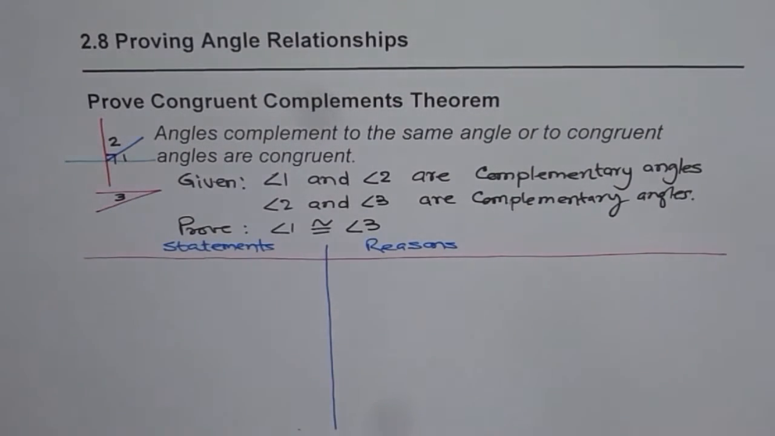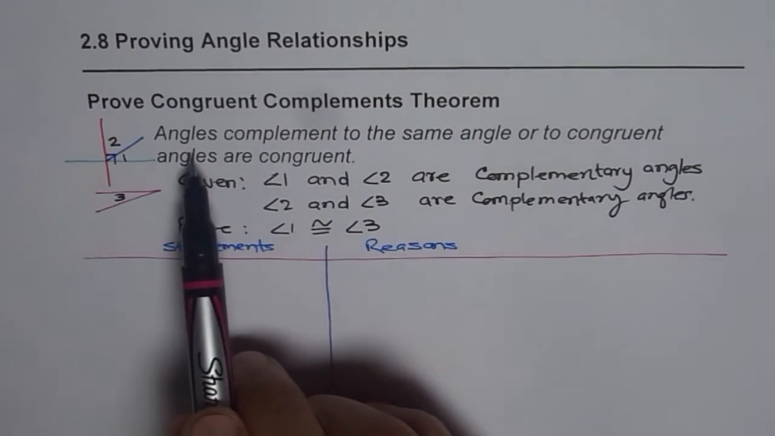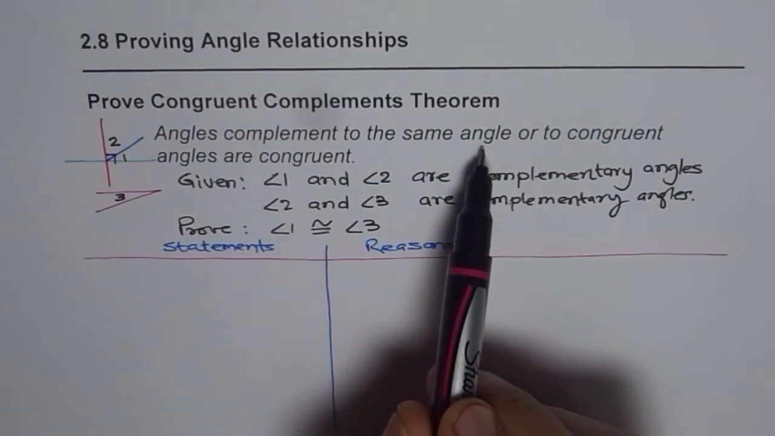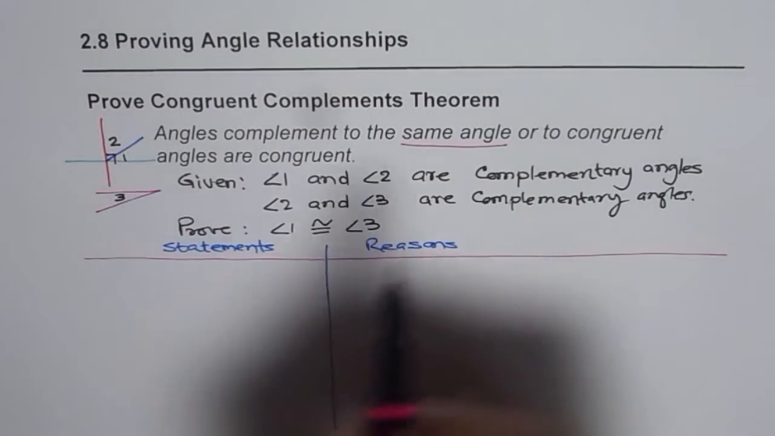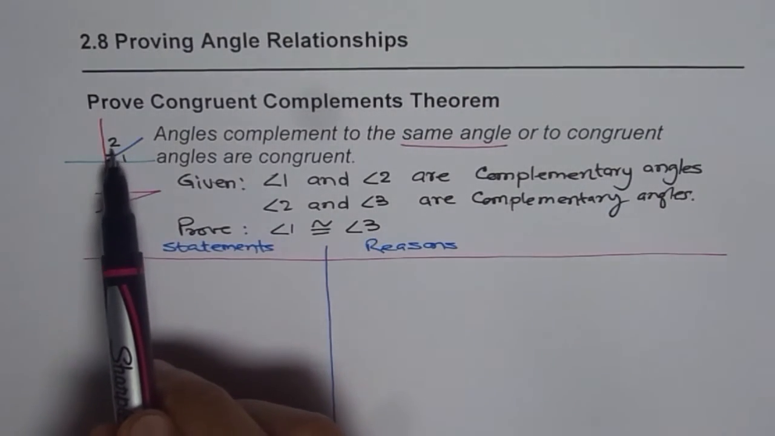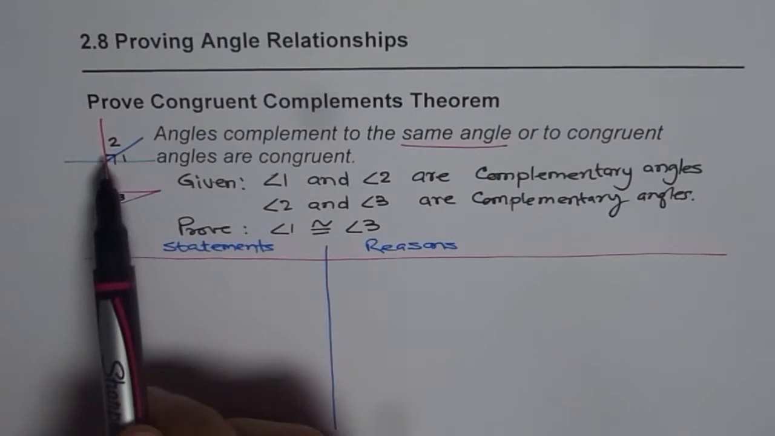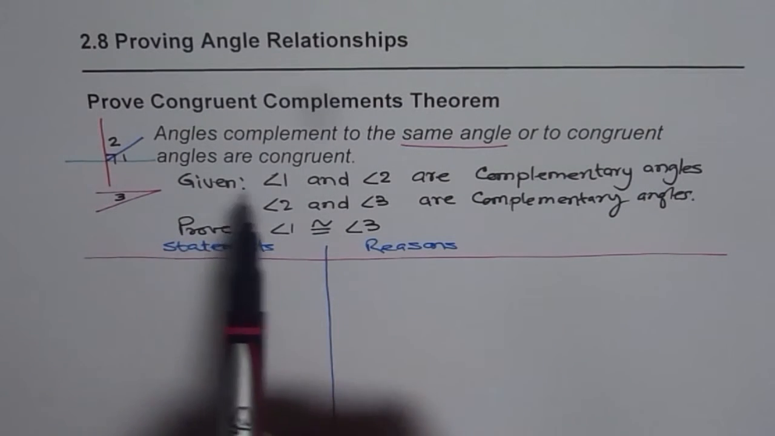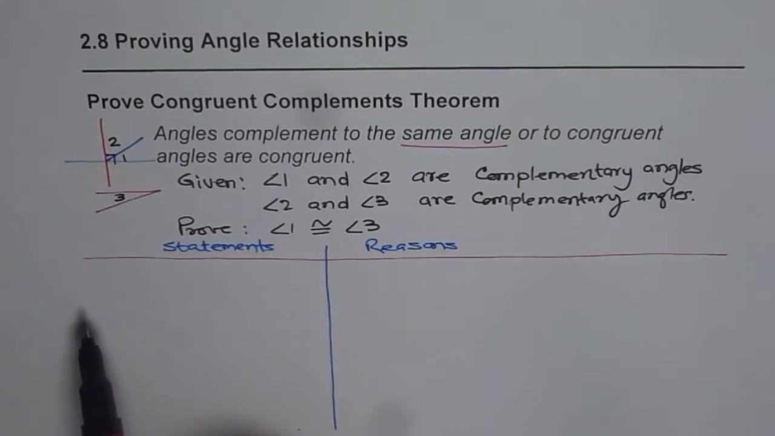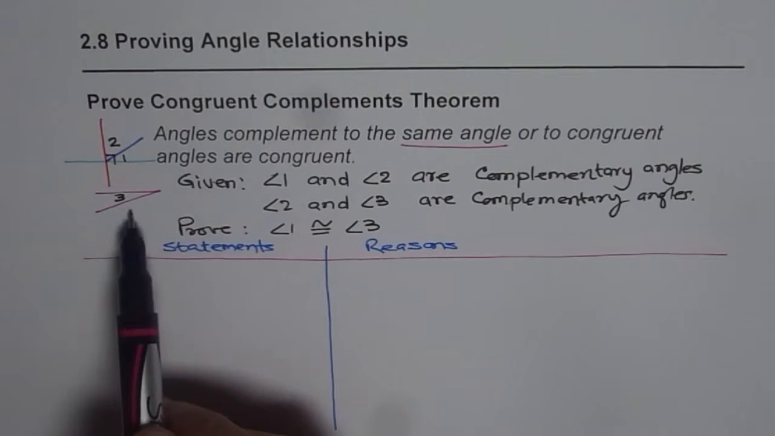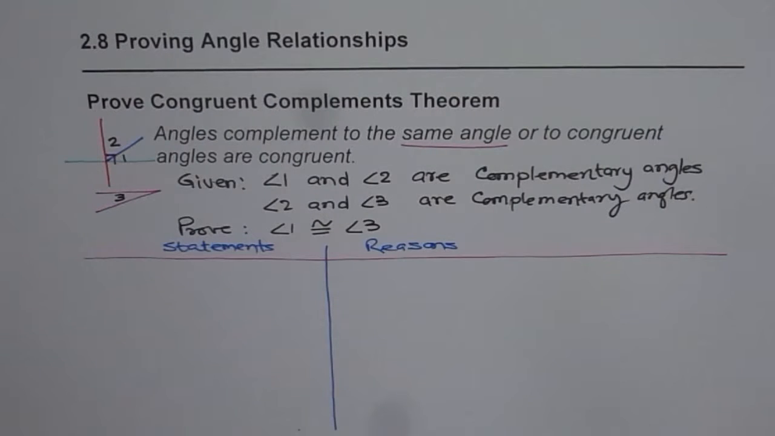So what I'm doing here is actually proving a part of it. Why a part of it? It says angles complementary to the same angle or to congruent angles. So we are doing the same angle. We have angles complementary. So angle 2 is complementary with 1 and angle 2 is complementary with 3. This is what we are given. And we have to prove that angles 1 and 3 are congruent, right? So this part of the theorem is what I'm doing now. You can have another angle which is congruent to angle 3 and then extend the proof, correct?